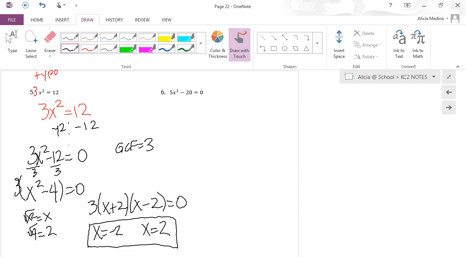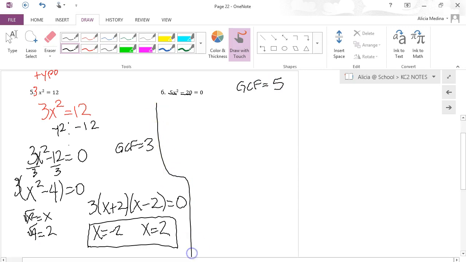Last example here, 5x squared minus 20 equals 0. First thing is, well, I don't see a nice number in the front there, but I do see a 5. So the first thing I think of is, is there a GCF? If I take that 5 out, does it divide each term? And yes, it does. 5 does divide 20. So our GCF again in this example, we have to take that out, which would be a 5 in this case. I'm drawing a line here.